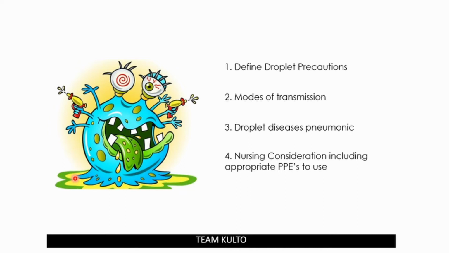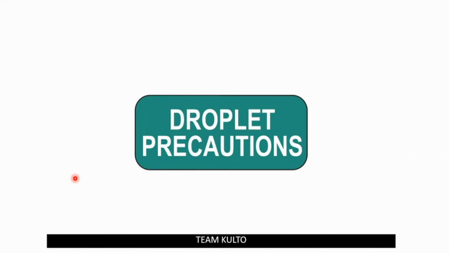Let's begin. So, what is droplet precautions? Droplet precautions is used for the patients known to have or suspected to be infected with pathogens transmitted by respiratory droplets that is generated by a patient who is coughing, sneezing, or talking.